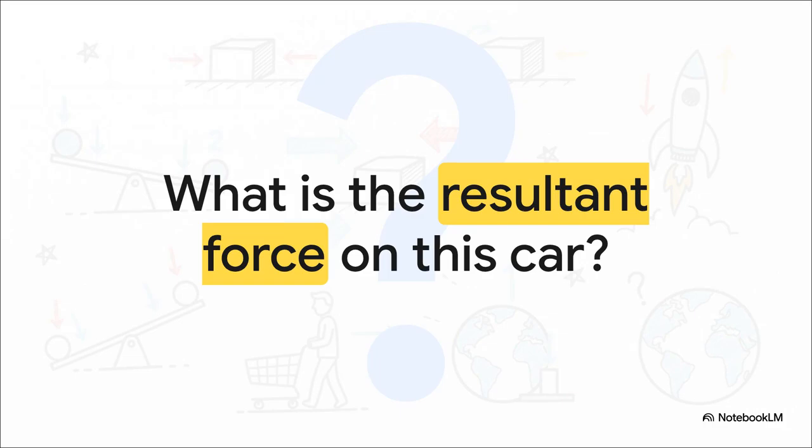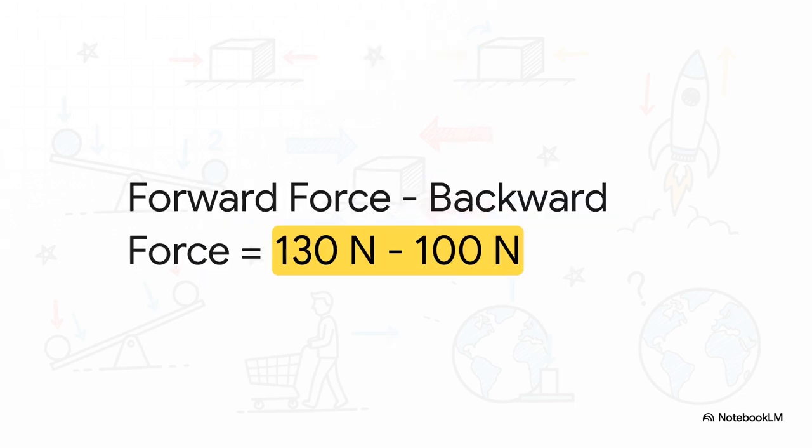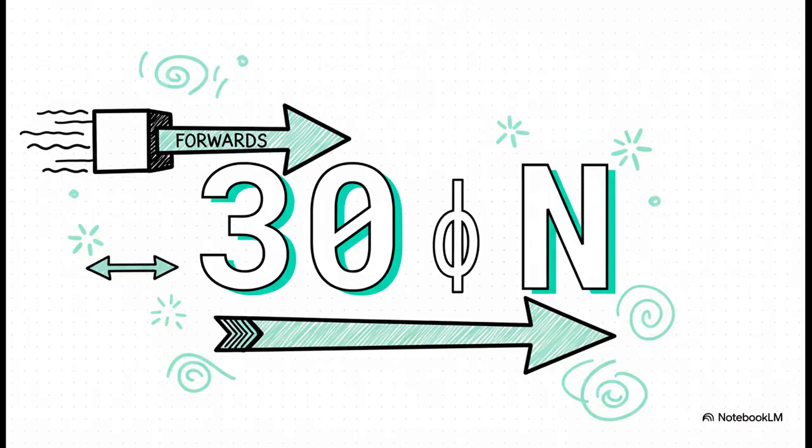Okay, check out this car. Its engine is pushing it forward with a force of 130 newtons. That's just the unit we use to measure force. At the same time, stuff like air resistance is pushing it backward with 100 newtons of force. So what's the overall or resultant force here? Well, since the forces are going in opposite directions, it's just simple subtraction. You just take the big number and subtract the small number. And that leaves us with 30 newtons. But, and this is super important, the direction is just as critical as the number. Since the bigger force was the one pushing forwards, the resultant force is 30 newtons forwards.